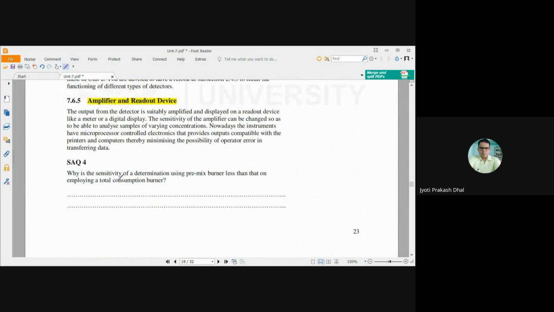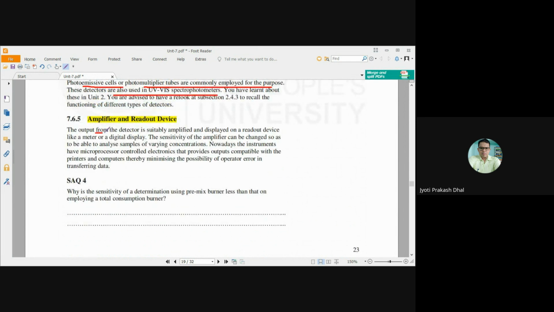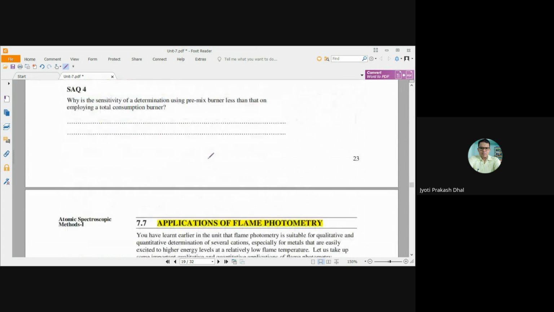Now coming to the amplifier and readout device. The output of the detector is suitably amplified and displayed in a readout device like a meter or a digital display. The sensitivity of the amplifier can be changed so as to be able to analyze the sample in varying concentrations.